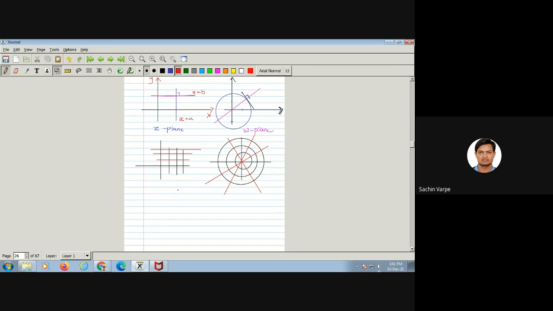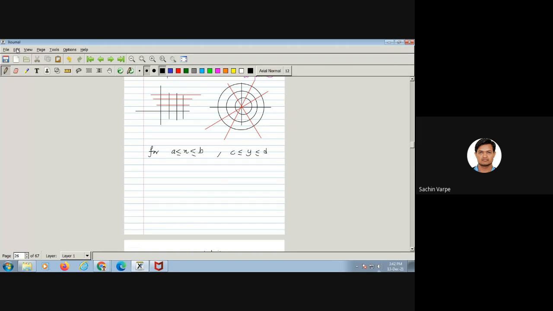ठीक है, let us now check what a rectangular region in the w plane, combinedly x equal to a and y equal to b, gives. See here, for x between a and b, and y between c and d, that is c is less than or equal to y is less than or equal to d, what does this represent in the z plane? This represents in the z plane a rectangular strip. Can you see?